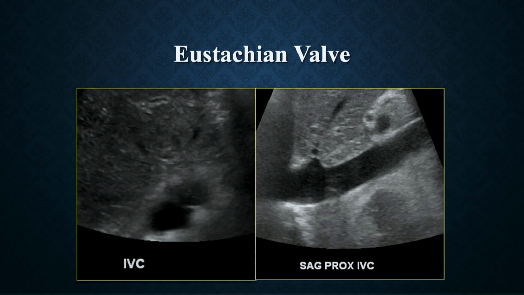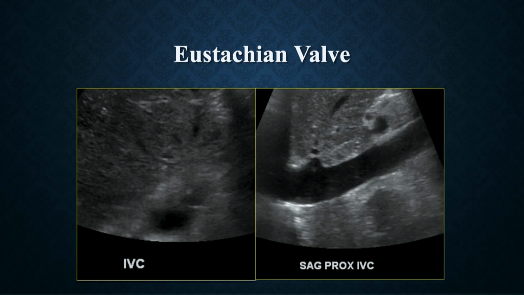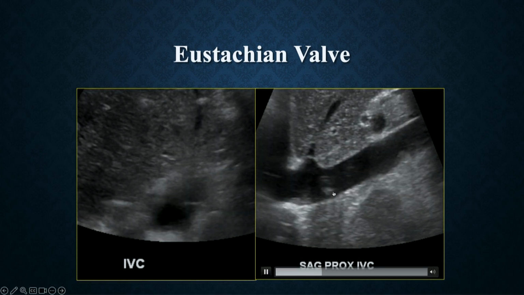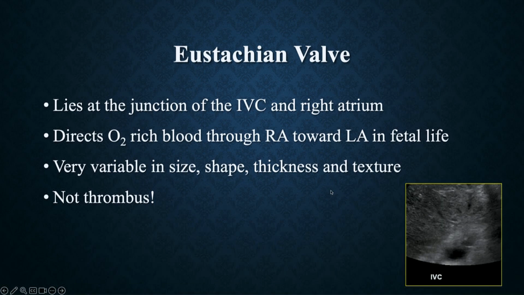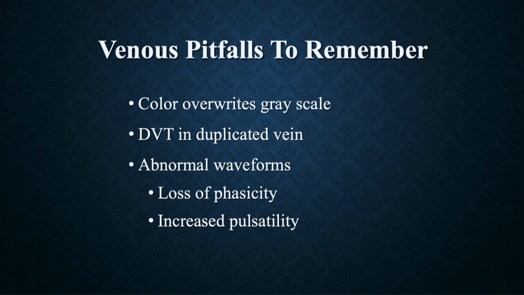Well, it's a valve. It's the Eustachian valve, okay? And this is something that if you look in that area, you will find it. It's not very common, but you can see here, it's very thin, linear flap that is moving with cardiac activity. It lies at the junction of the IVC and the right atrium. It directs oxygen-rich blood through the right atrium toward the left atrium in fetal life. It's variable in size, shape, thickness, and texture, but it's not clot. It's a remnant.